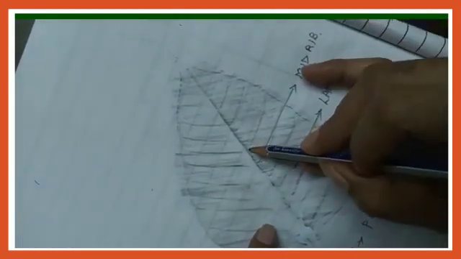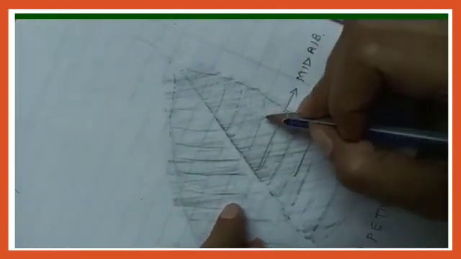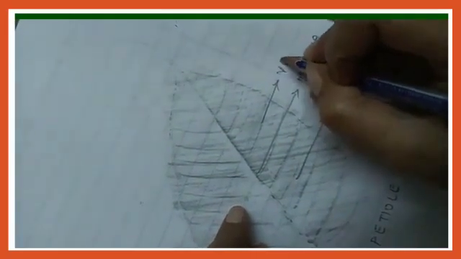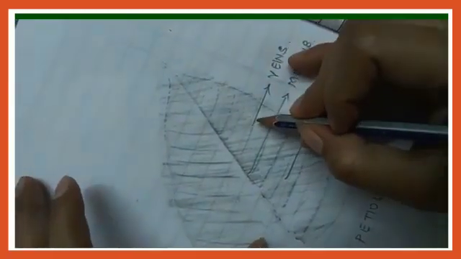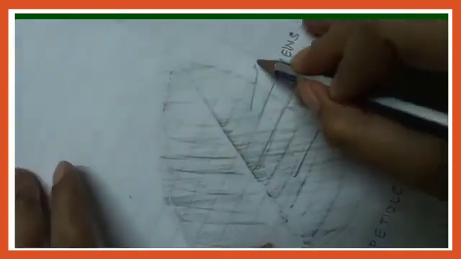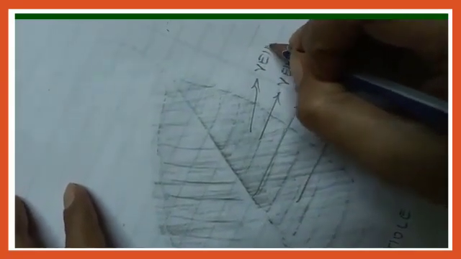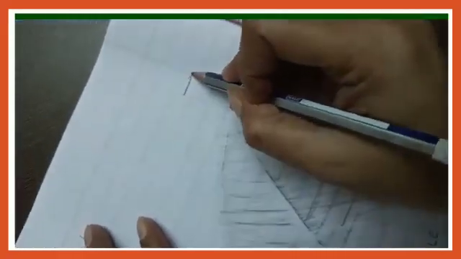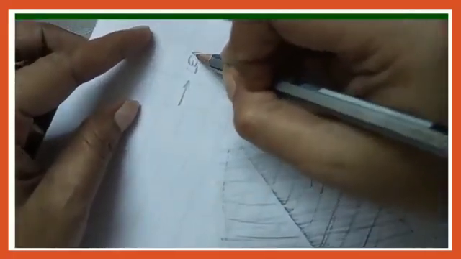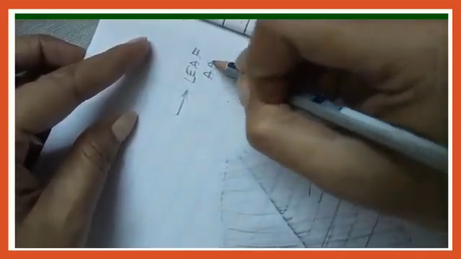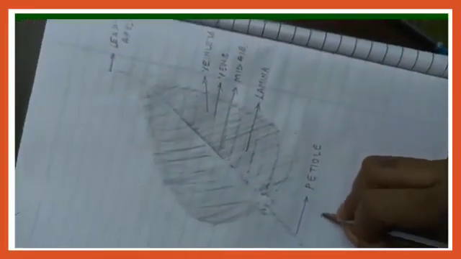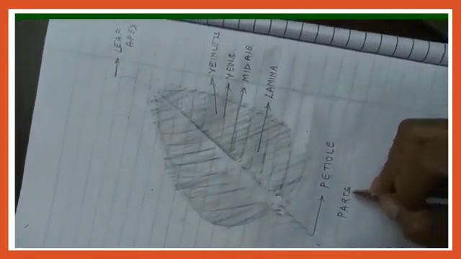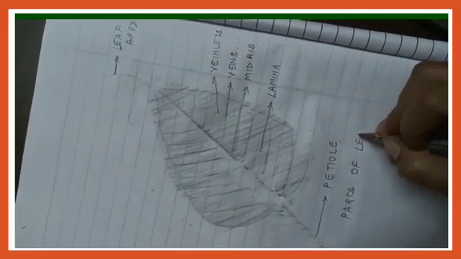Okay, now the lines you can see which are coming from the midrib is said to be the veins, V-E-I-N-S, and the smaller lines which are coming from the veins are said to be the veinlets. The last portion of the leaf is said to be the leaf apex. Okay, and the name of your activity is parts of leaf.